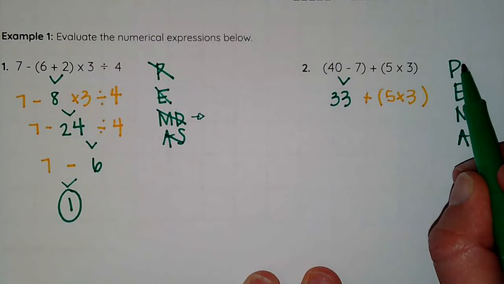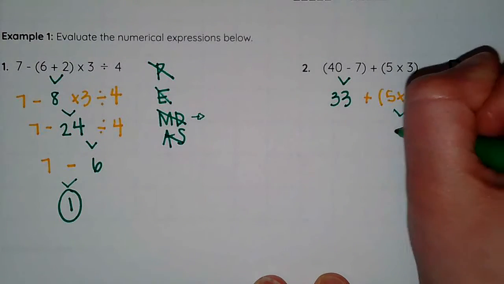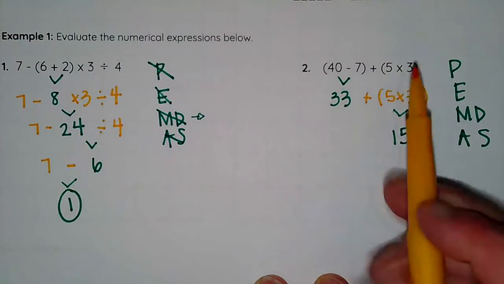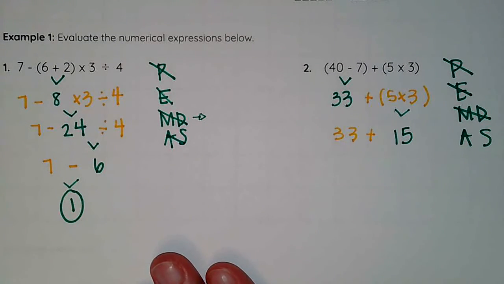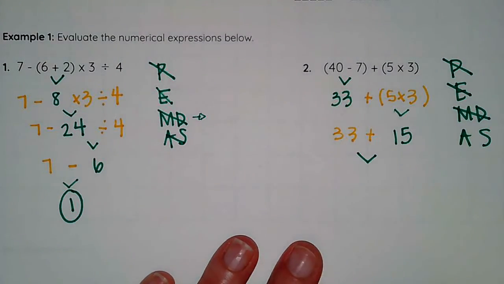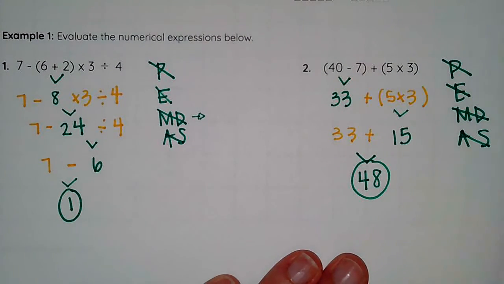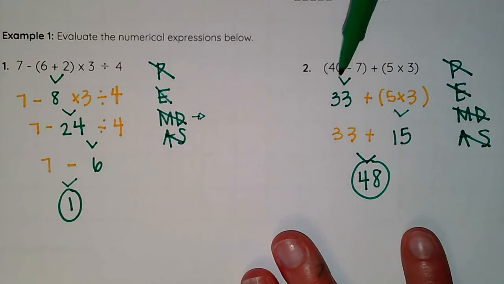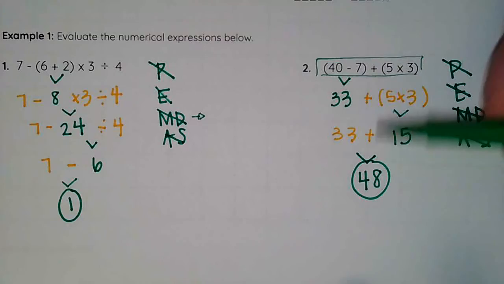I still have a set of parentheses left, so I can't cross that one out yet. I do 5 times 3 inside the parentheses next. 15. And then I bring down the remainder of my expression. I'm all done with my parentheses. I don't have exponents. There's no multiplying or dividing left. So all I need to do is add my final 2. 33 plus 15 gets me a value of 48. So again, we started with our numerical expression, evaluated using the order of operations, and got a value of 48.